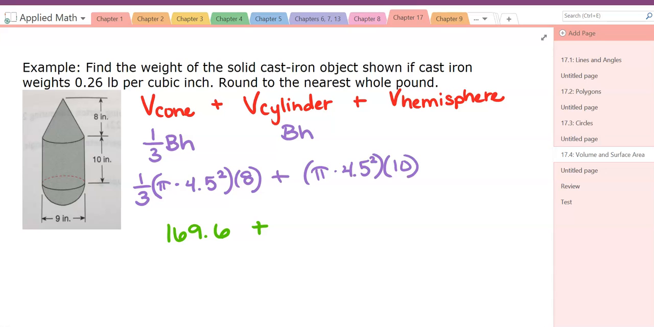Okay, so let's type that into our calculator. Pi times 4.5 squared times 10. If you round it, you should get 636.2.